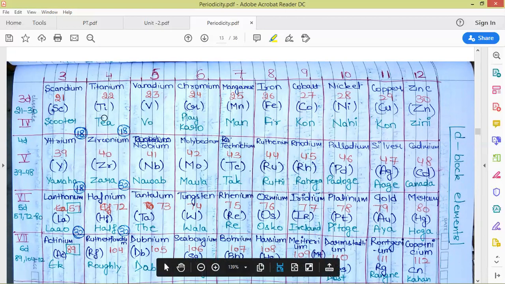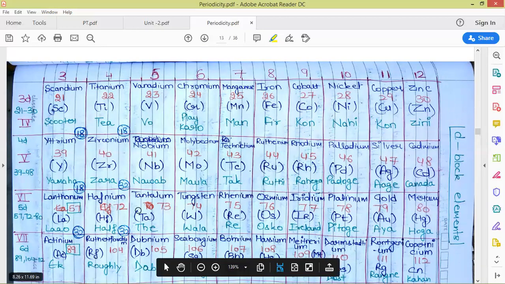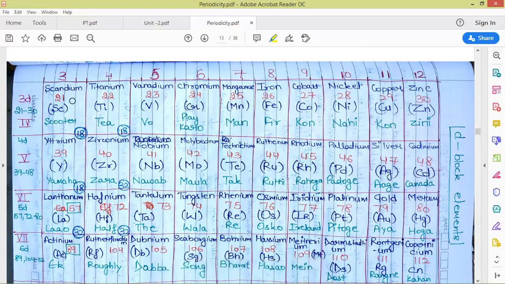Here we add 18 to 22, we'll get 40 for zirconium, and then we'll add 32 to 40 makes 72, and then we add 32 to 72, we'll get 104. So there are 4 periods and 10 groups which belong to the D block. So we are starting with the first group.